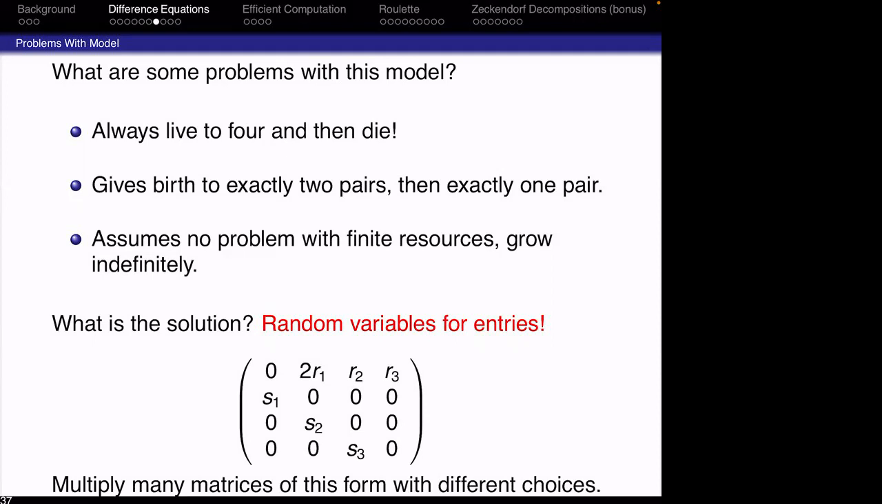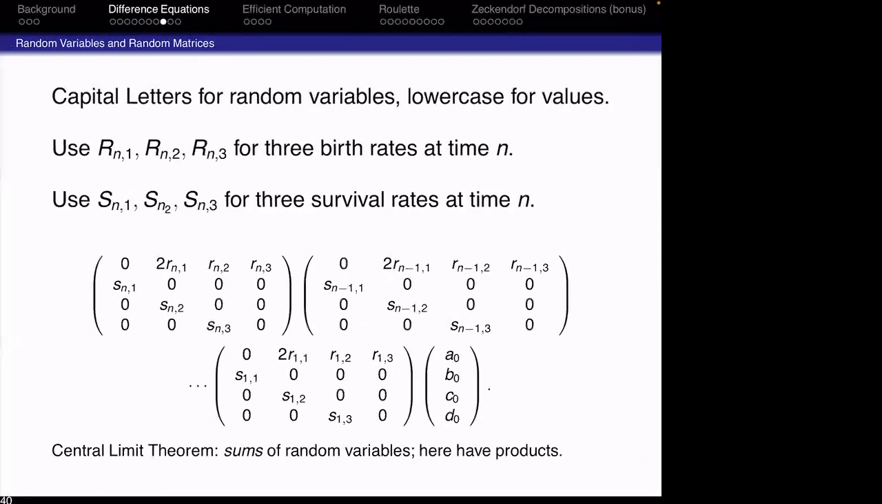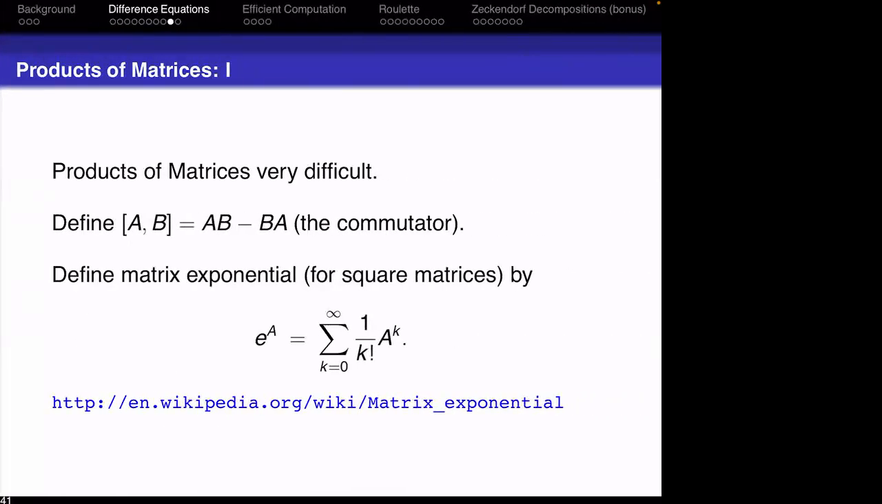And now what this means is we're going to have to understand products of matrices. And so again, a lot of fascinating modern research is trying to understand what can you say about products of random matrices. It turns out, unfortunately, that products of matrices are very difficult. The real reason I want to talk about this now, we're not going to do much about this.